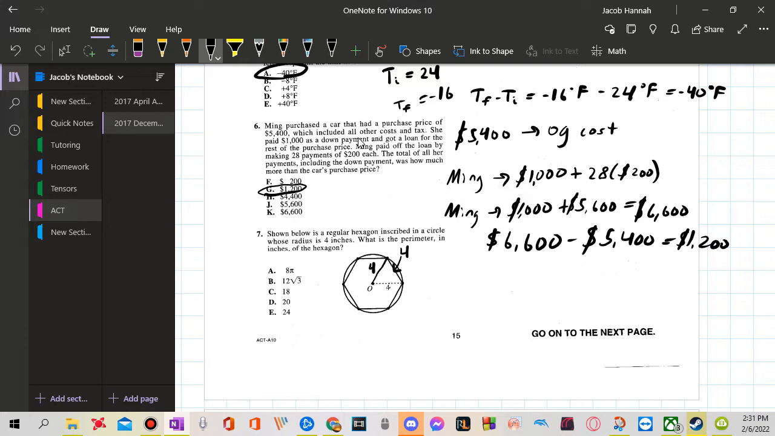Well, an equilateral hexagon. I'm assuming there are other irregular hexagon shapes. But if that's 4, then this is 4, this is 4, this is 4, this is 4, and this is 4. So there are 6 sides to a hexagon. If we know that one side of the hexagon is 4 inches, then we can write 6 sides times 4 inches equals 24 inches.